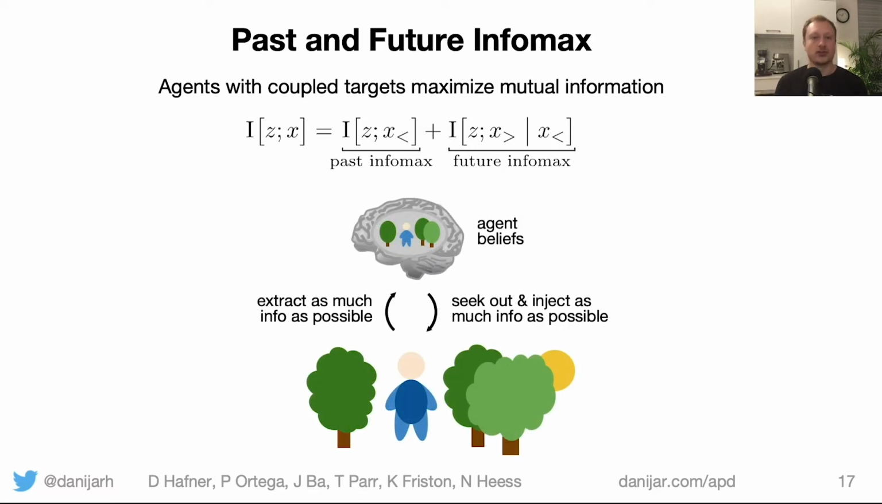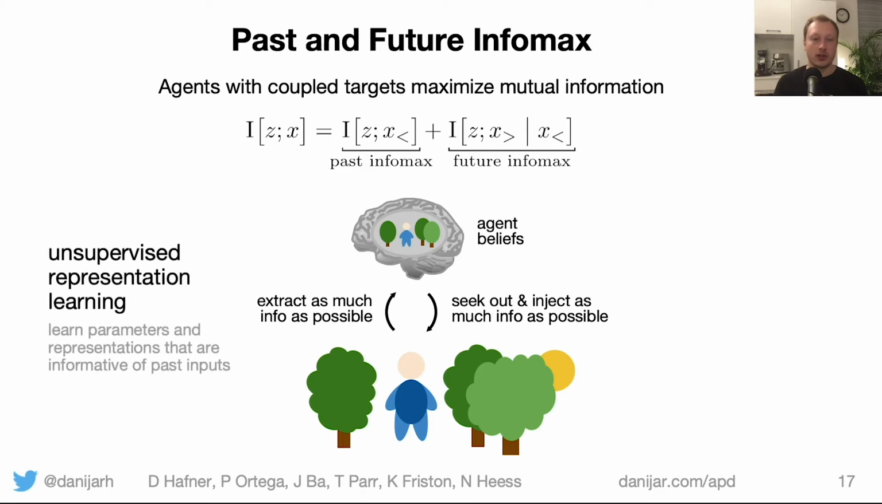So as we saw, an agent with a coupled target will extract as much information from the environment as possible. This leads to unsupervised representation learning that is guided through the past information maximization, making the representations become informative of past inputs. This accounts not just for representation learning, but also for model learning. So we're making no assumption about an environment model being available. Everything is being learned through this unified objective.